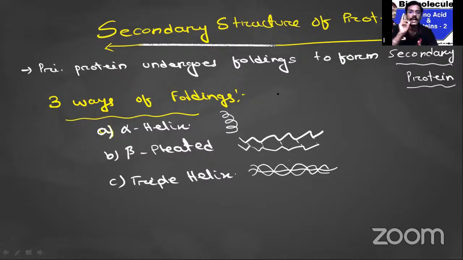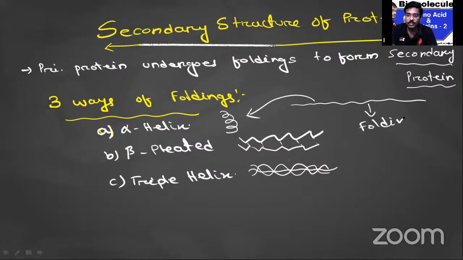But when we see the secondary structure of the protein, what happened? The primary structure undergoes folding. Suppose this is the primary structure of the protein. It undergoes foldings, and that folding of the primary structure makes the secondary structure of the protein. How will this secondary structure form? When the primary structure undergoes foldings, then it will make the secondary structure.